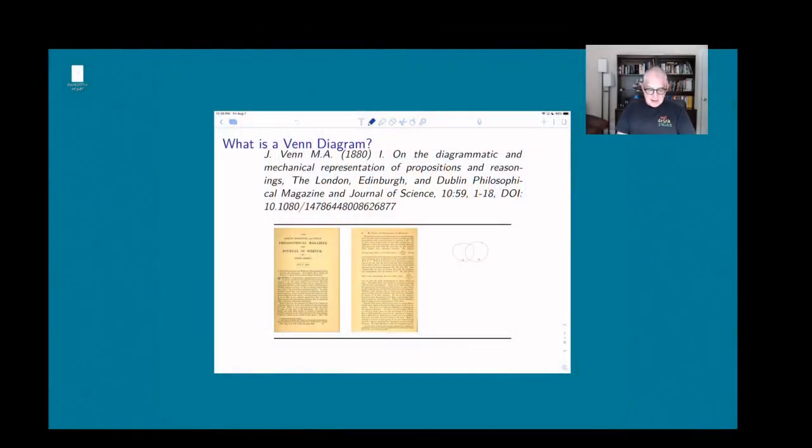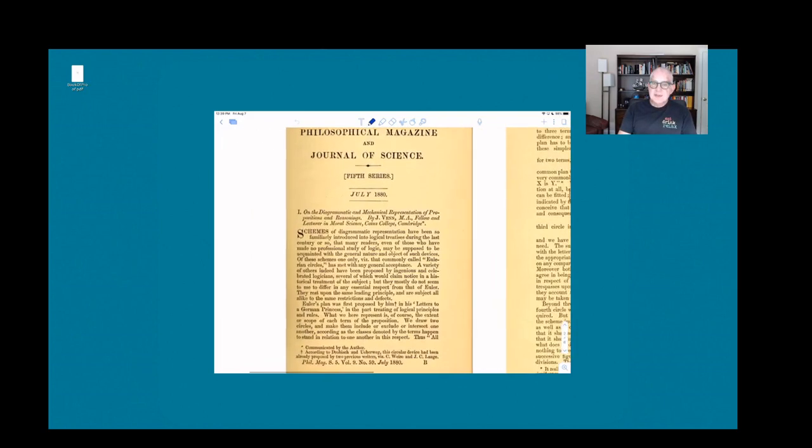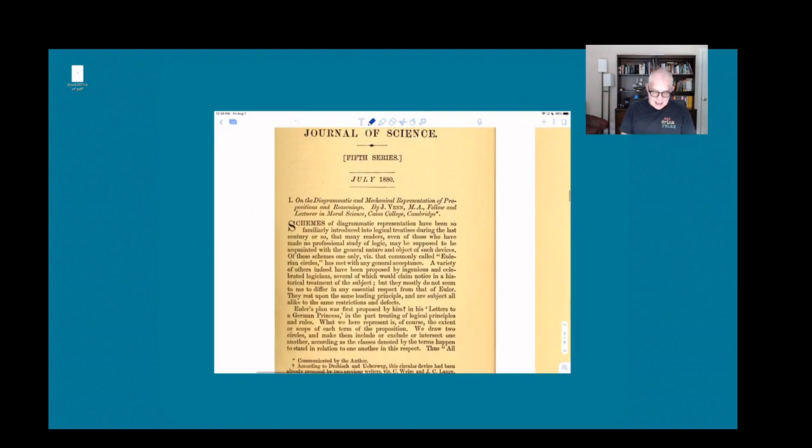So Venn diagrams, the name comes from a guy named Venn, who in 1880 wrote a paper called On the Diagrammatic and Mechanical Representation of Propositions and Reasonings in the London, Edinburgh, and Dublin Philosophical Magazine and Journal of Science. And you can get this online. It's been scanned. It's kind of fun to look at. It's a little small here, so I don't know how well you can see this, but if you zoom in here, you can see that he says that he's interested in schemes of diagrammatic representations of logical treatises.